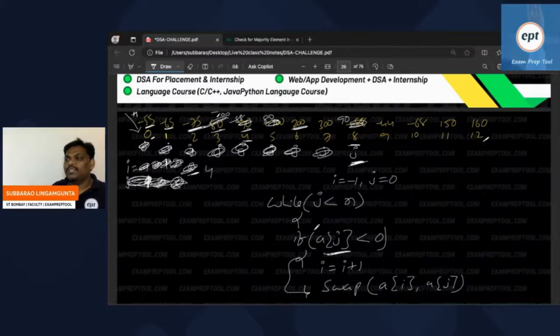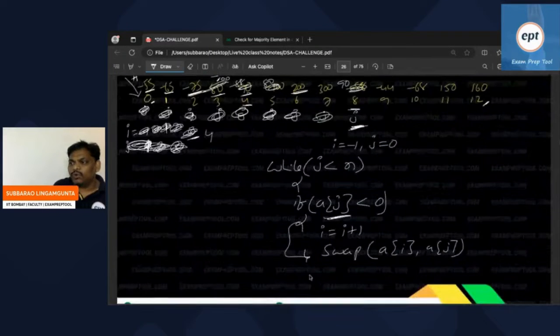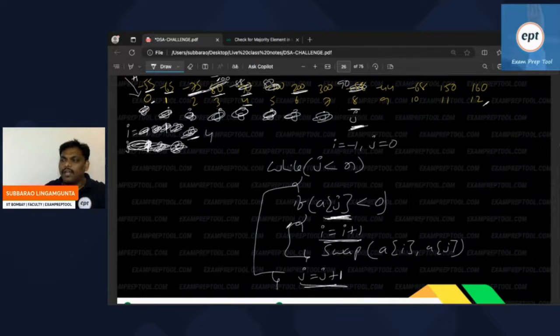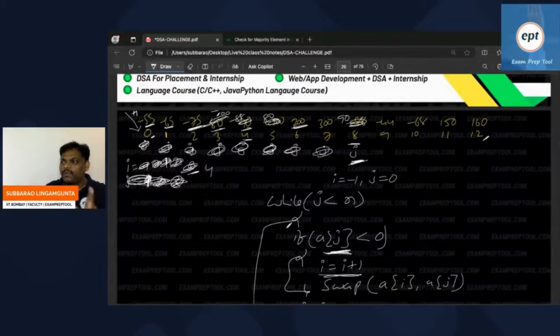Then you may ask, what about j? j will always increment by 1. If smaller, i will increment. If not smaller, j will always increment. So this is the thing which is going on. Same thing, whatever I have done, I have written as rough code also. After swapping is over, as usual, j will go further.